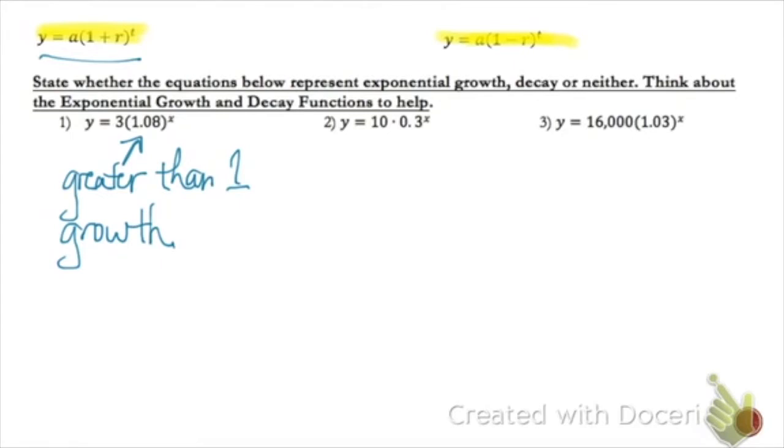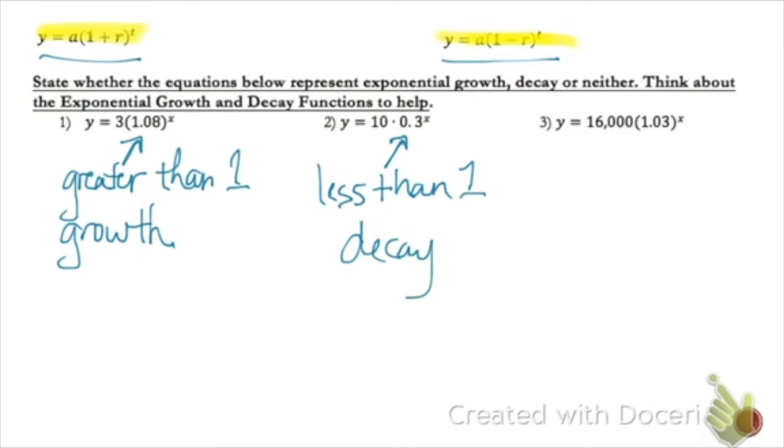So look at number 2. 10 times 0.3. So see how that number is less than 1. So that means that some rate has been subtracted from 1. So that's a situation of decay. And then finally, look at your multiplier here. It is greater than 1, so this is a situation of growth.